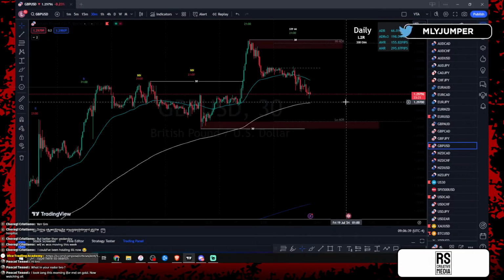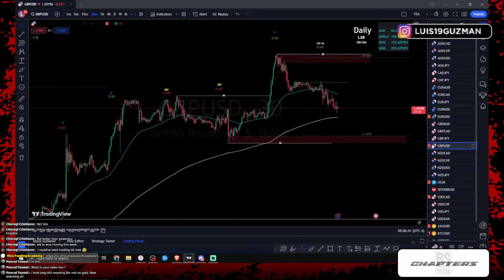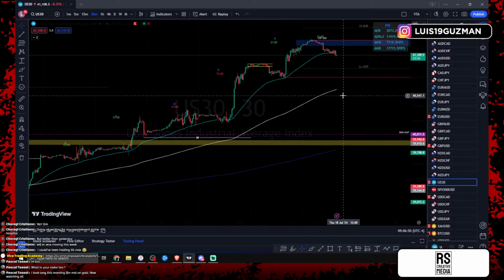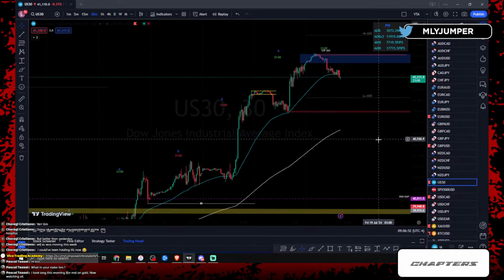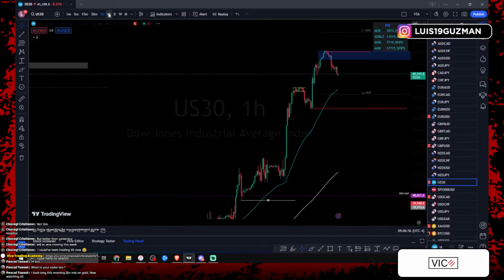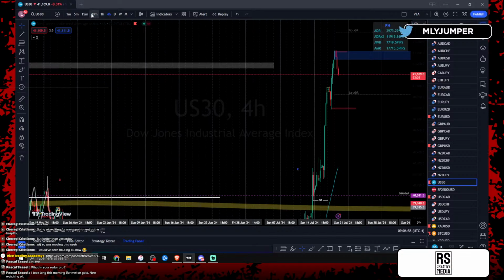Let's keep looking at these USD pairs. We got nothing here still. Price is still making lower lows and lower highs. US 30 is very similar to yesterday. Very, very similar to yesterday. Higher time frames. Do we have an engulfing candle? No. Okay.